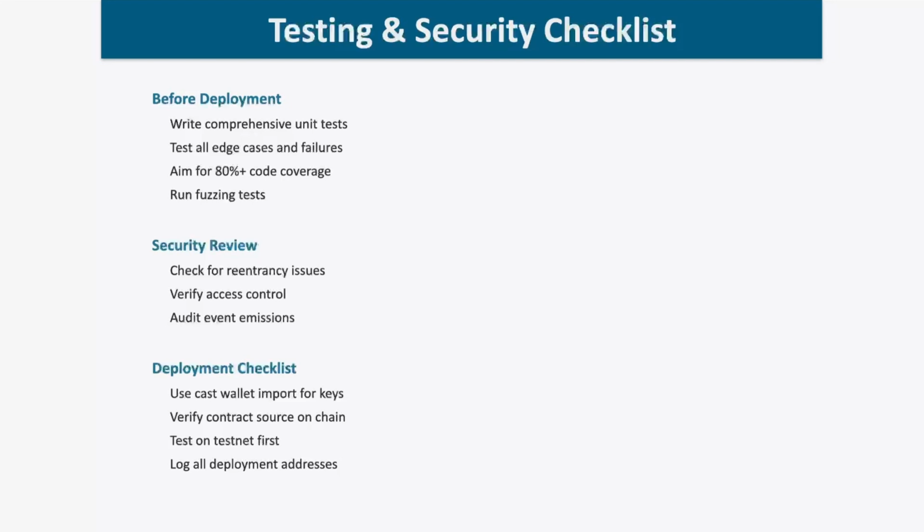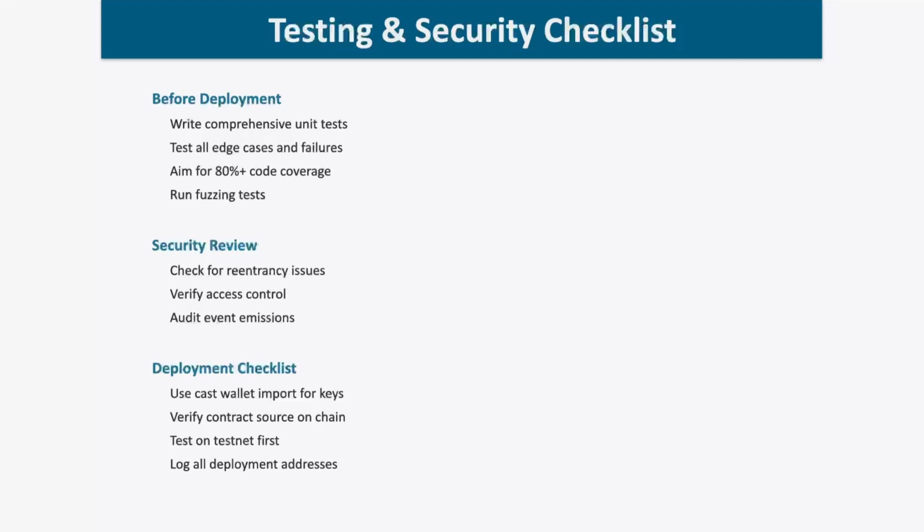Always do a security review. Check for reentrancy issues. If your contract calls external contracts, could they call you back maliciously? Verify access control, and every privileged function should have guards. Audit event emissions. Does your contract emit events for all important state changes, and will off-chain systems stay in sync?